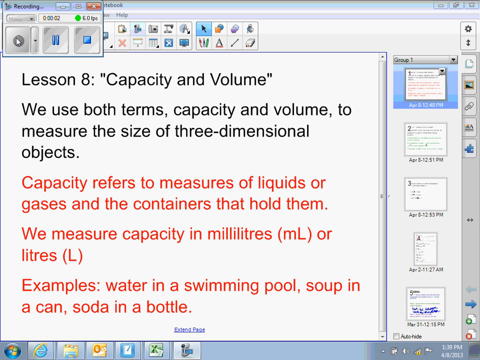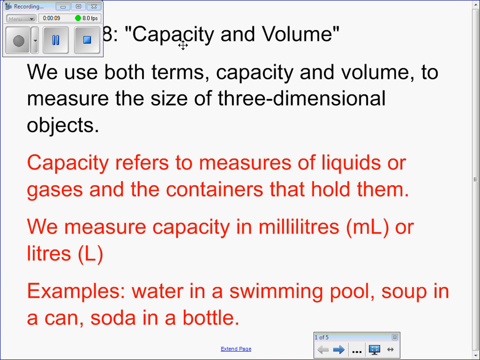Welcome back to Unit 6, the measurement unit. We're going to move on to Lesson 8, which is capacity and volume. If you do not have your notebook with you, please pause the video, grab your notebook because you're going to need to take note of a couple of measurements, and I'm going to check these measurements in class tomorrow. So if you do not have your notebook, pause the video and retrieve your notebook.